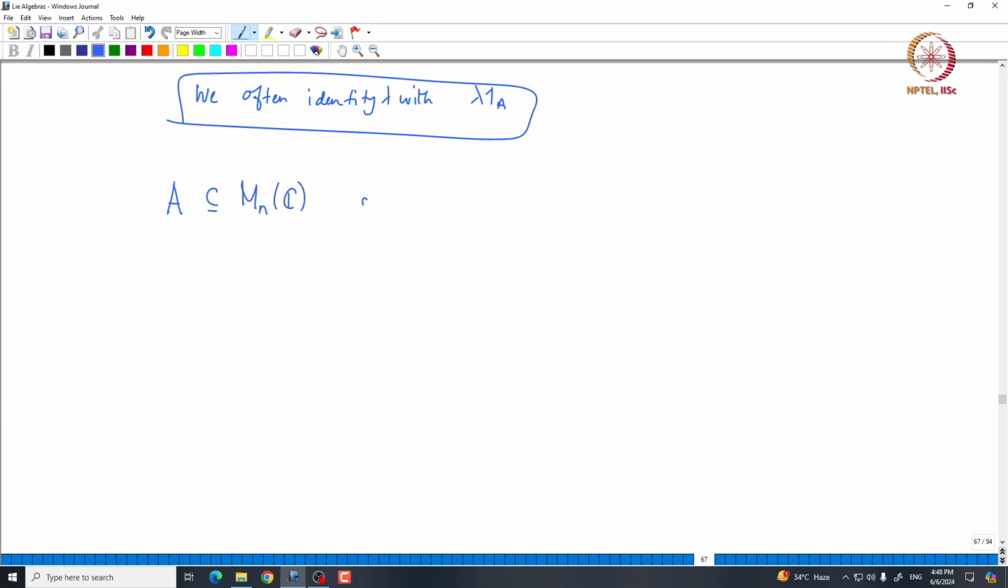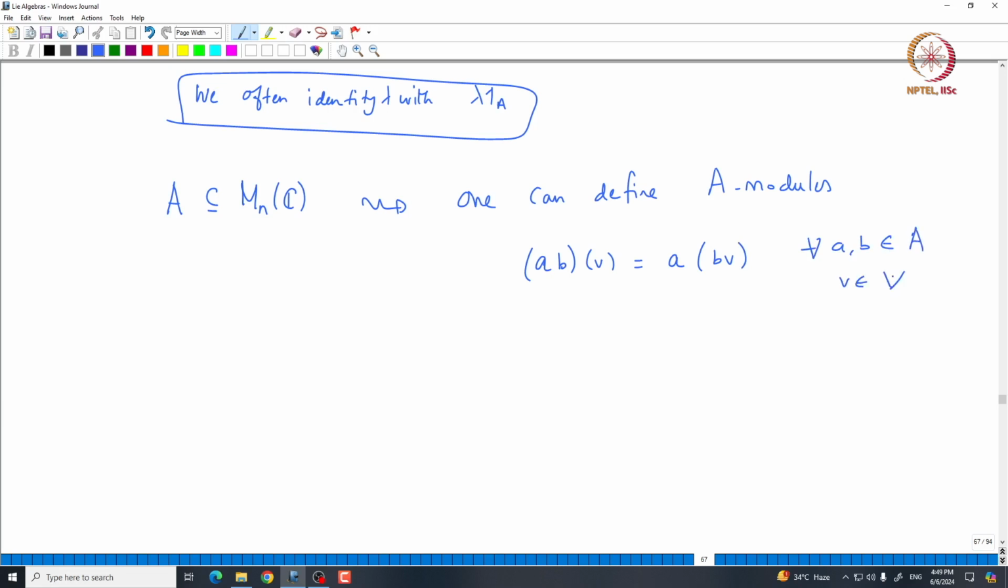then for this one can define A modules. So, basically they satisfy the following condition. For example, if we take AB and then apply it on v, then that will be exactly A of B v. Okay. This is true for all A, B in capital A and v in capital V. Okay. Let us say V is an A module, then we have this.